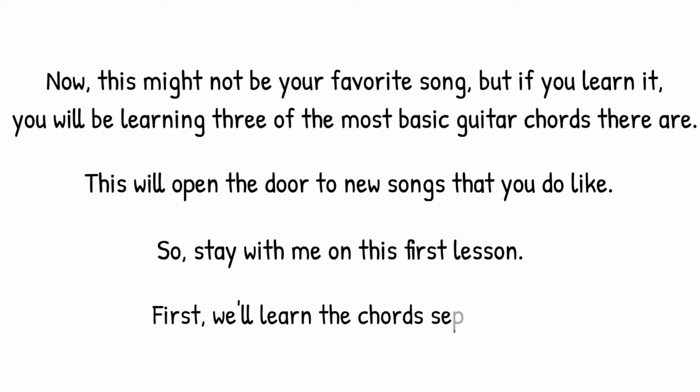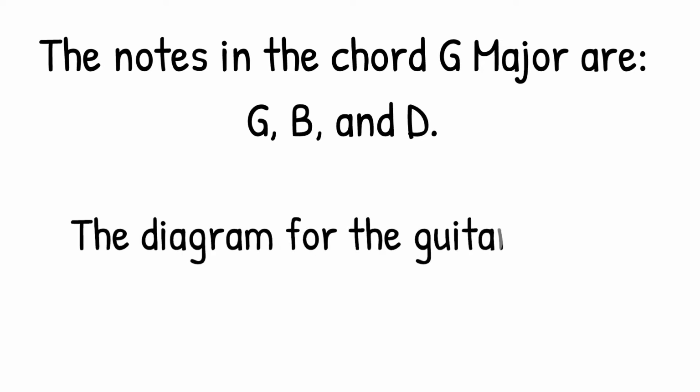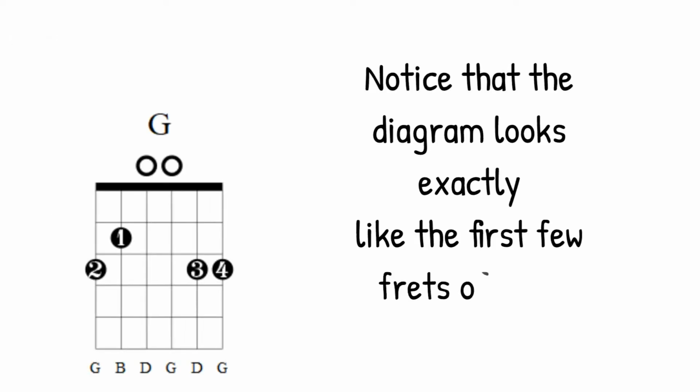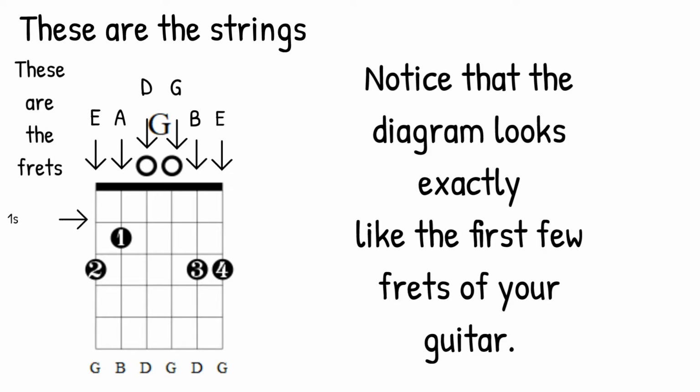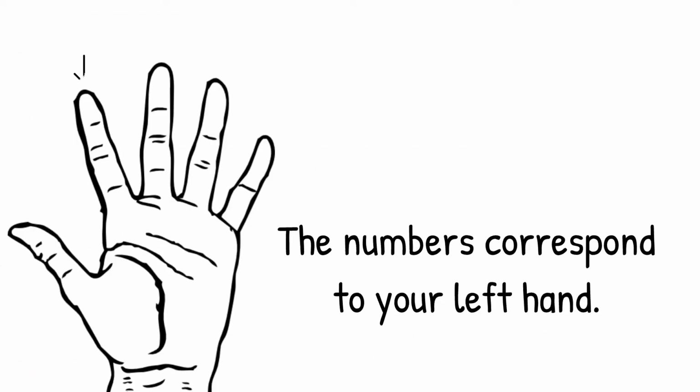First, we'll learn the chords separately. The notes in the chord G major are G, B, and D. The diagram for the guitar chord looks like this. Notice that the diagram looks exactly like the first few frets of your guitar. These are the strings. These are the frets. The numbers correspond to your left hand.